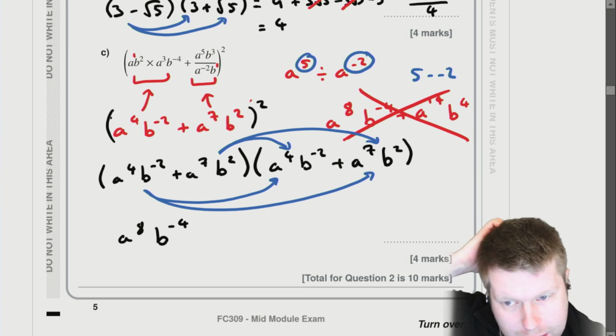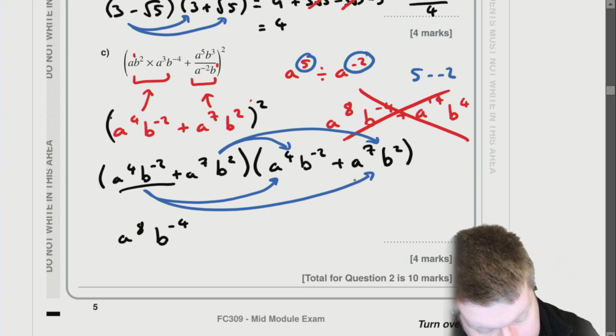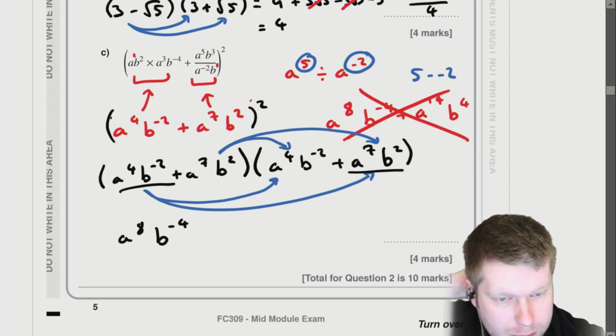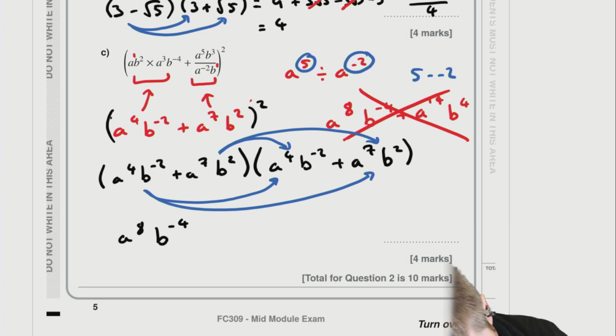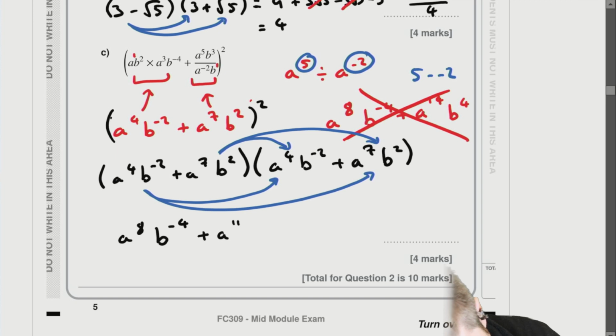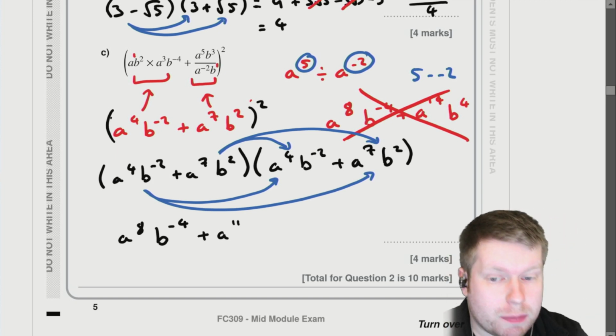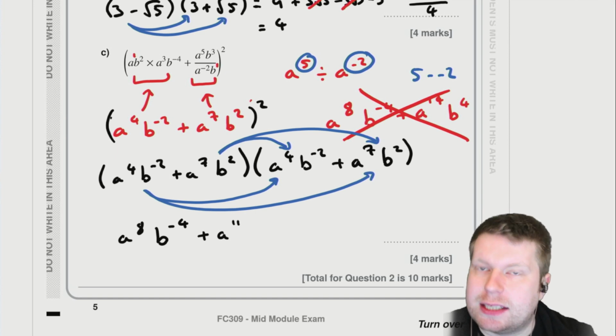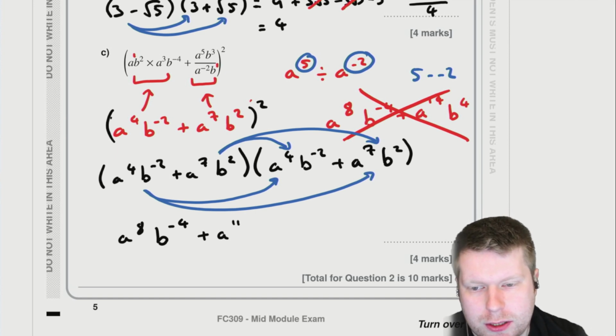And then if you consider the a to the 4, b to the negative 2 times a to the 7, b to the 2, let's see what we get there. So a to the 4 times a to the 7 is going to make a to the 11. b to the negative 2 times b to the 2, well, negative 2 plus 2 is just going to make 0. So I'm just going to leave that as a to the 11 there. The b to the 0 doesn't need to be written.